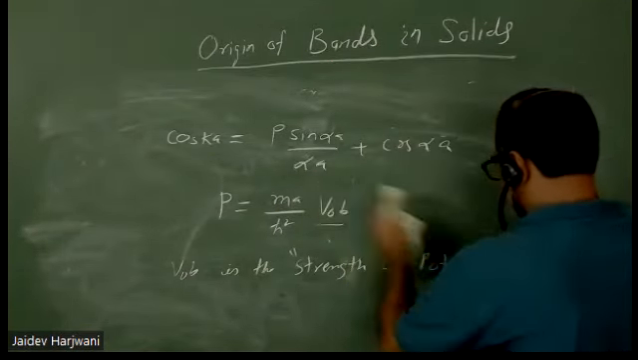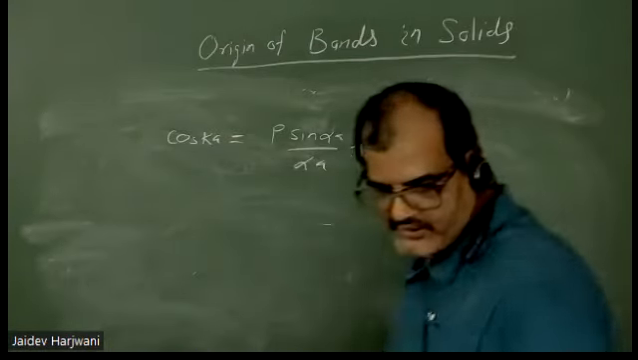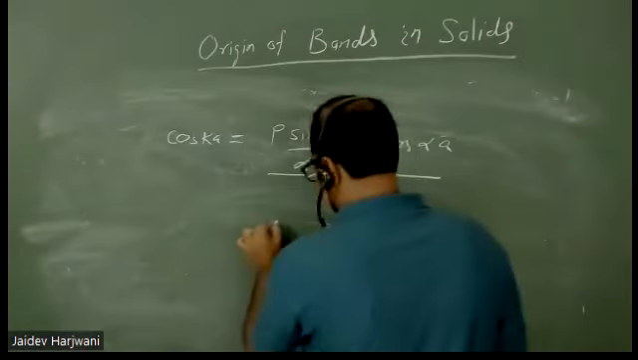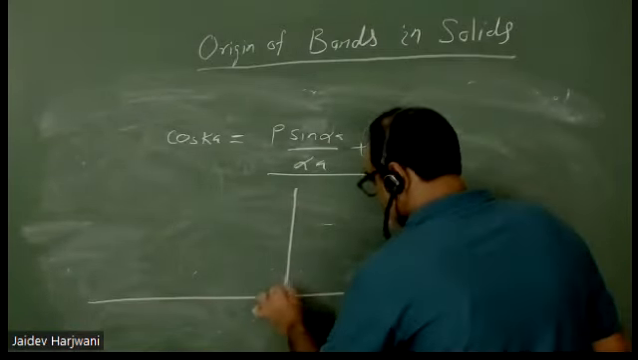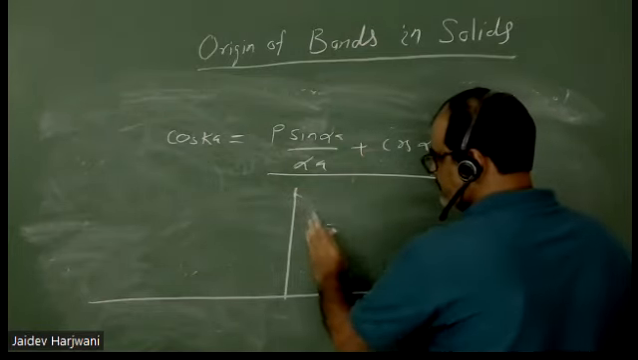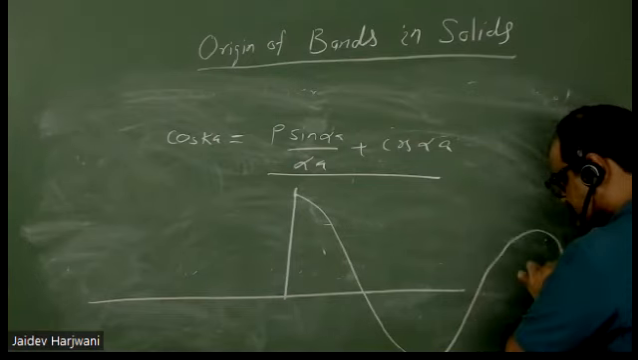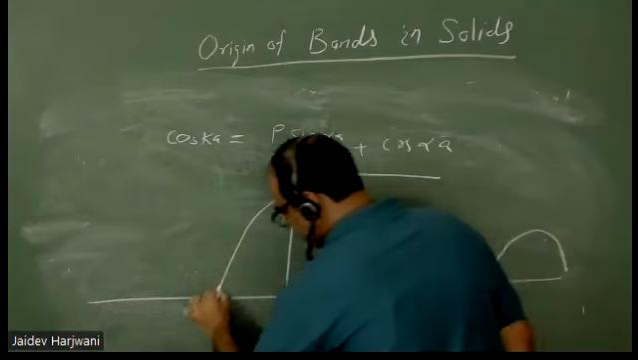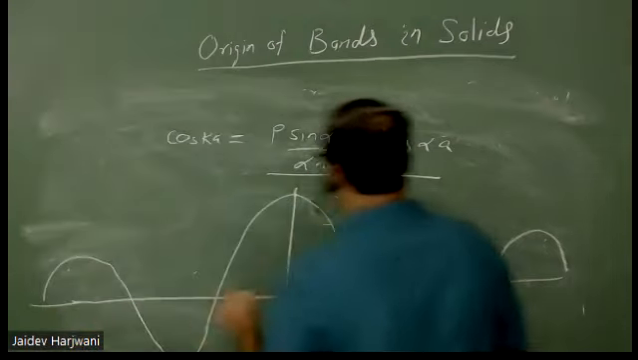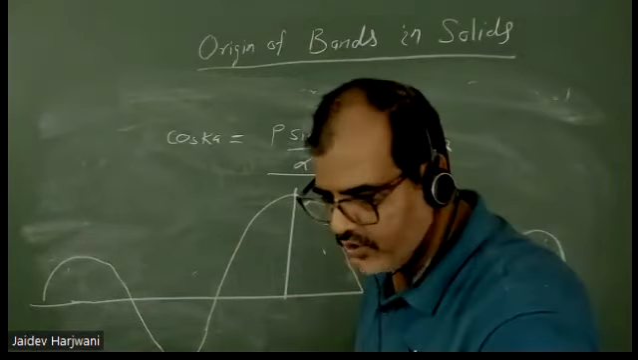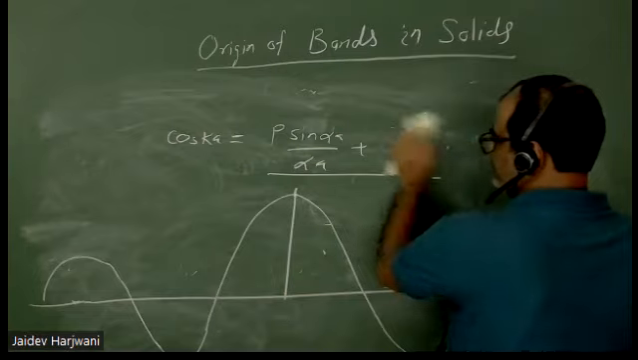So now I want to analyze and solve this equation, and we can see this equation can be solved only graphically. So if I plot this equation, from the right hand side you can see there is a cos k. So let me draw above.